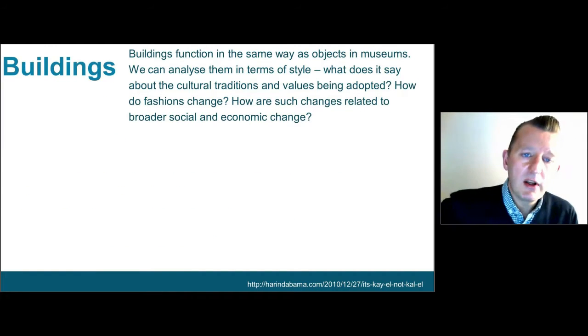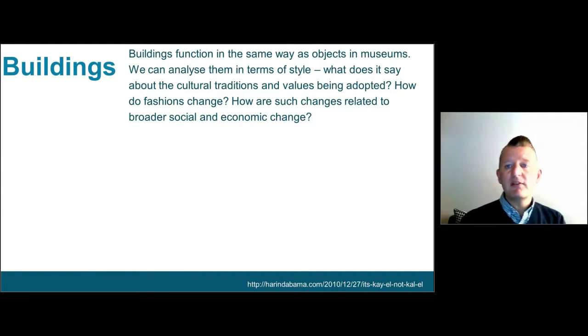So I mentioned buildings a lot in terms of local history. Buildings function in the same way as objects in museums if we interpret them correctly. We can analyse them in terms of style, and remember what we said earlier about the Egyptian coffin being a place to store dead bodies, but also a place to capture symbolic cultural meanings. So what does it say to us when we analyse a building about the cultural traditions and values being adopted?